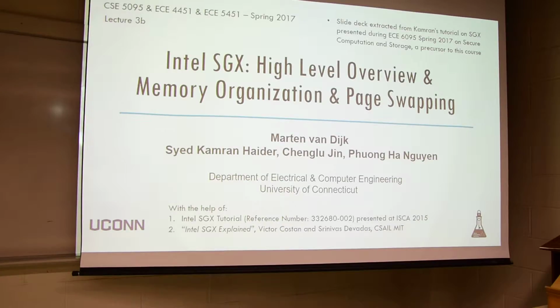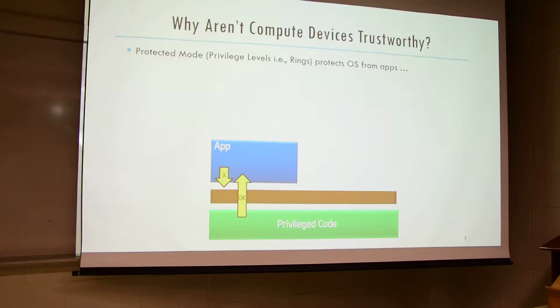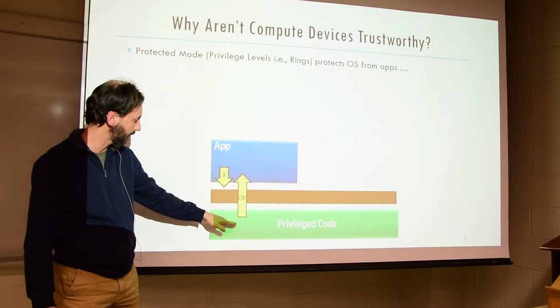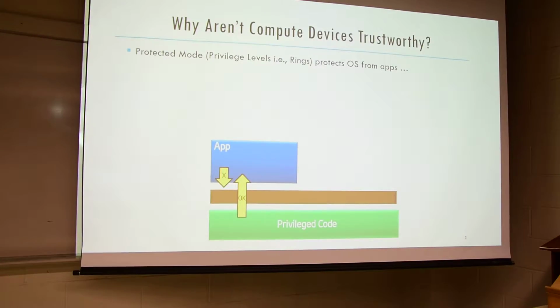Okay, but let's continue with an overview, which we're going to do now. So first of all, a quick introduction. We already talked about it in many ways. So if you think about why compute devices are not trustworthy, it's simply because if you think about these privilege levels and you look at the OS, then it has access to the application, but you do not want the application to necessarily go through here to get high privileges. So you want to have some kind of a wall here. That is what you would love to see.